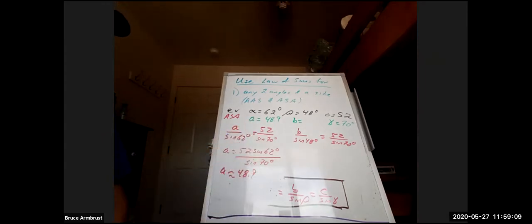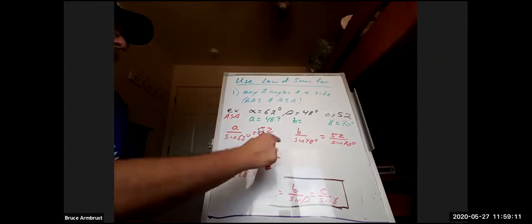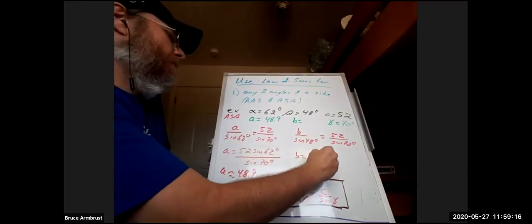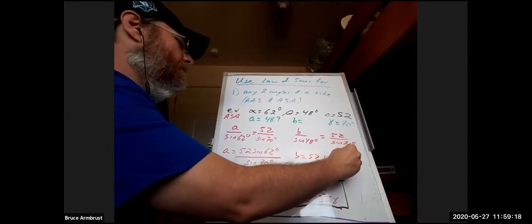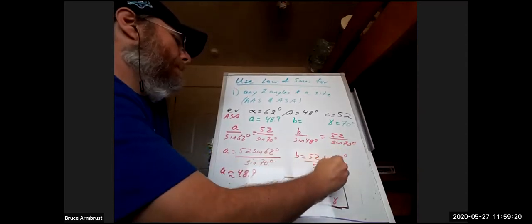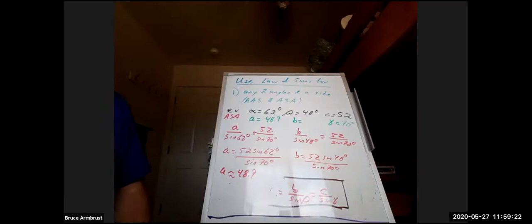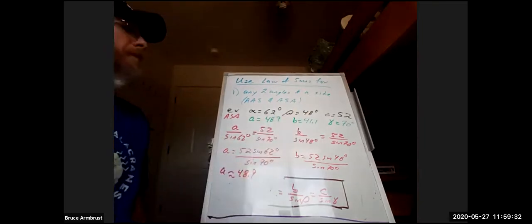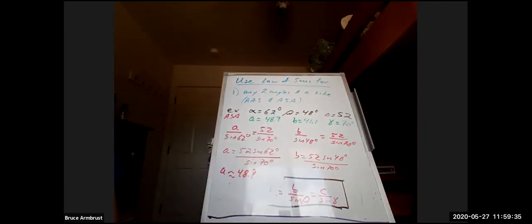Well, this one is super easy again, just multiply by sine of 48, so we get B is equal to 52 sine of 48 over sine of 70. And again, you can go ahead and do the numbers on this, and you should get something around 41.1. So knowing angle side angle, it's super fast.